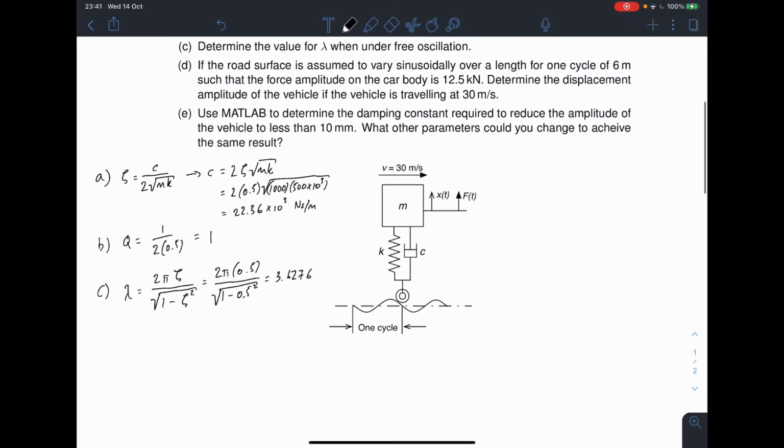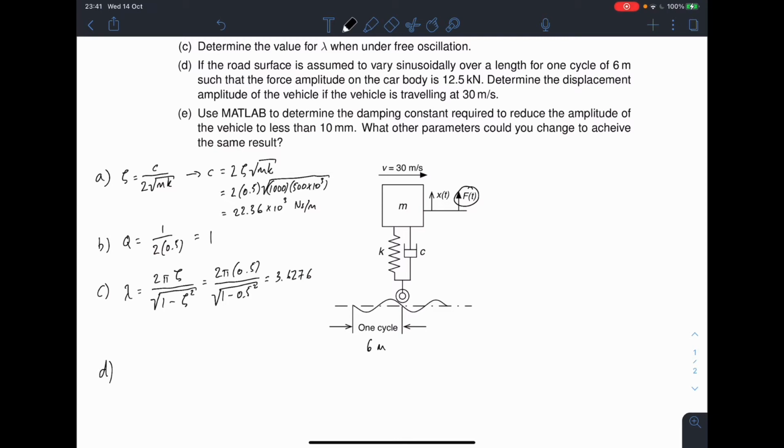Now part D says if the road surface is oscillating, assumed to be a sinusoid over a length cycle of 6 meters, so this is 6 meters, this distance, such that the force amplitude, which is this thing here, is 12.5 kilonewtons, determine the displacement amplitude of the vehicle if the vehicle is travelling 30 meters per second.